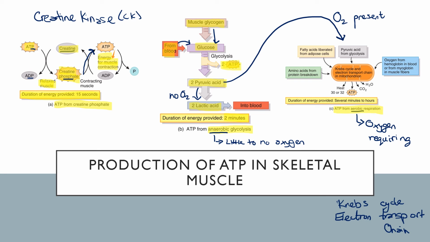These are going to occur in the mitochondria, and these are going to produce ATP, quite a lot of ATP, 30 to 32 ATP per glucose. We're also going to produce carbon dioxide, water, and heat. Therefore, when oxygen is present, glycolysis followed by the Krebs cycle and the electron transport chain will occur.